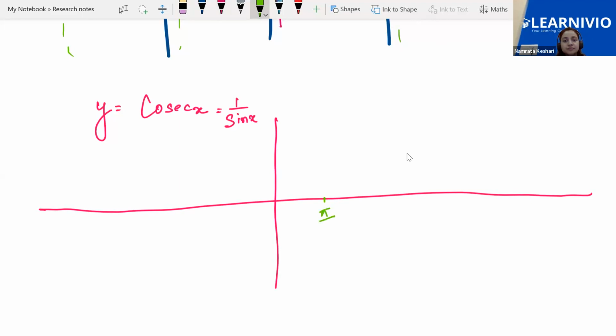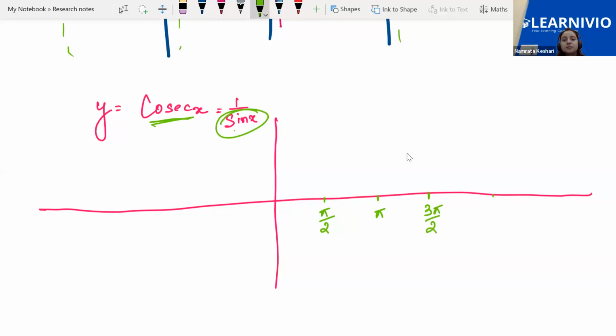Ma'am, can you repeat? What are those points where cosec will not give any output? It's not defined. Cosec means 1 by sine, so where sine will not give any output, there cosec will also not give. Wherever sine is 0, cosec will say, I will not take those points. Why? Because 1 by 0 is not acceptable, right?